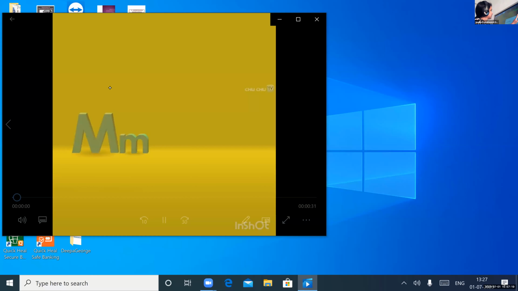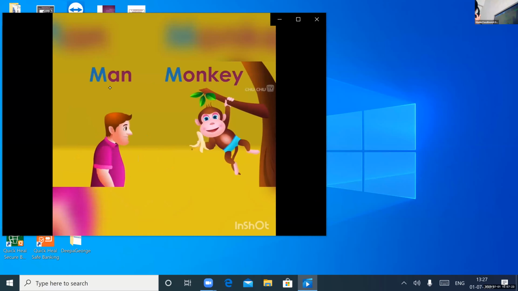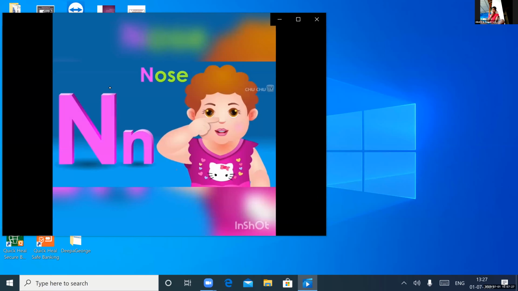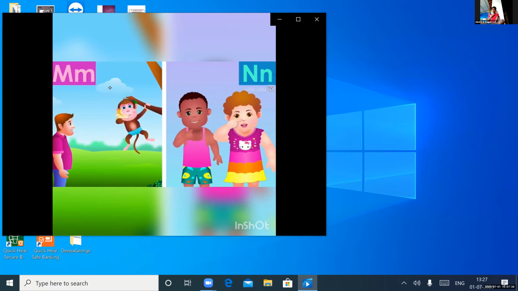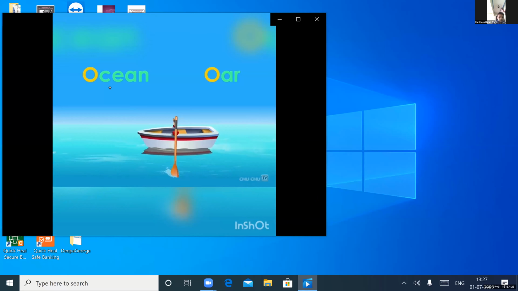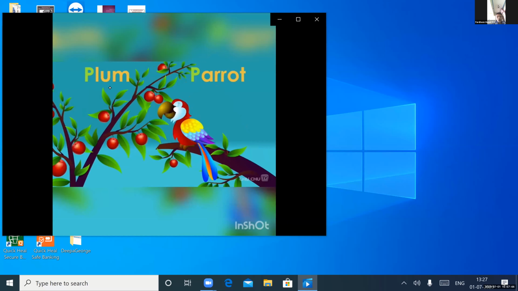M for man and M for monkey. M, m, m, m, m, m. N for neck, N for nose. N, n, n, n, n, n. O for ocean, O for oar, O, o, o, o, o, o. P for plum, P for parrot, P, p, p, p, p, p, p.